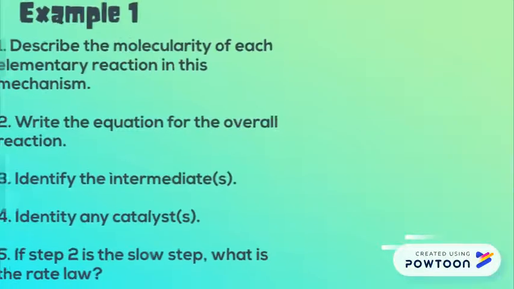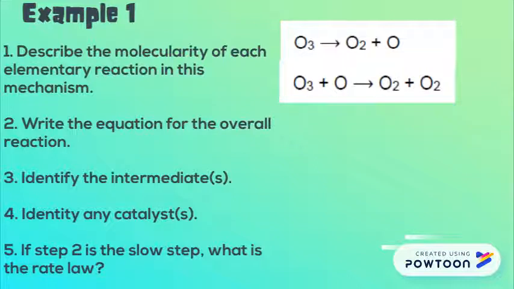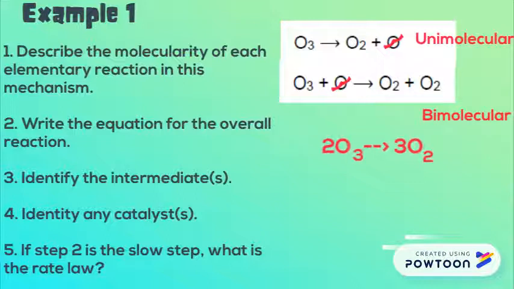1. For example number 1, we are first asked to determine the molecularity of each step. Step 1 has one reactant, making it unimolecular. Step 2 has two reactants, making it bimolecular. Question 2 asks us to identify the overall reaction. First, we want to cancel out anything that appears on both sides and then add them together.